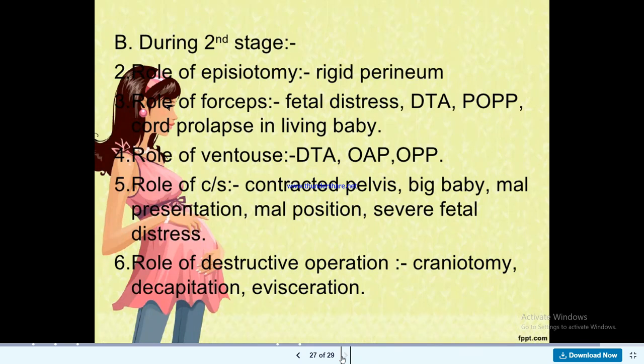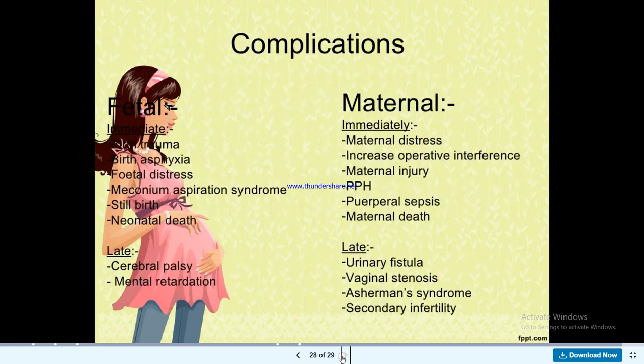During second stage, role of episiotomy, rigid perineum. Role of forceps, fetal distress, that is deep transverse arrest, persistent occipito-posterior position, cord prolapse in the living baby. Role of ventouse in the deep transverse arrest, occipito-anterior position, occipito-posterior position. Role of C-section, contracted pelvis, big baby, malpresentation, malposition, severe fetal distress. Role of destructive operation, craniotomy, decapitation, evisceration only when the fetus is dead.